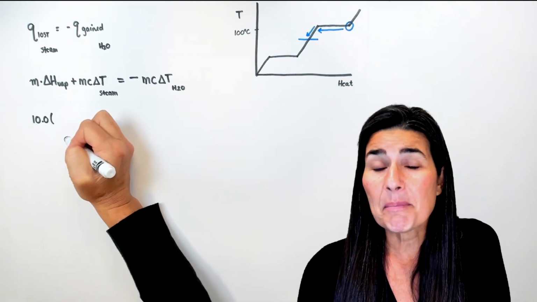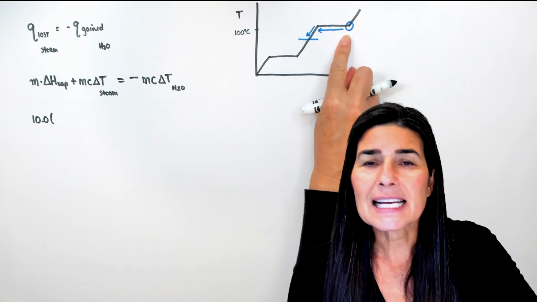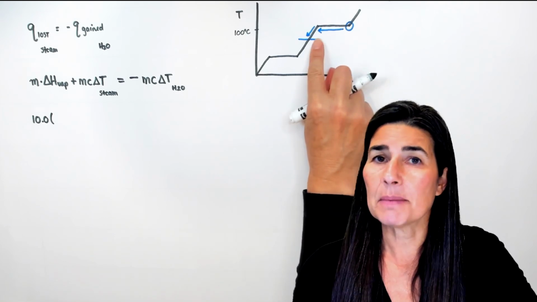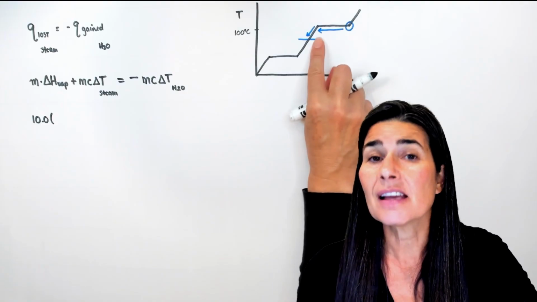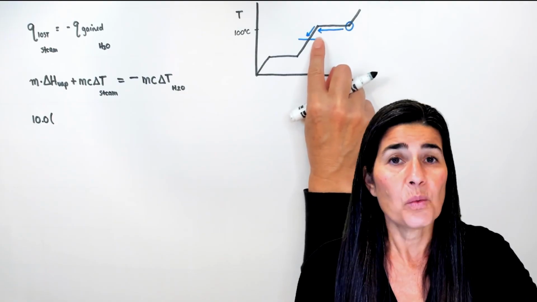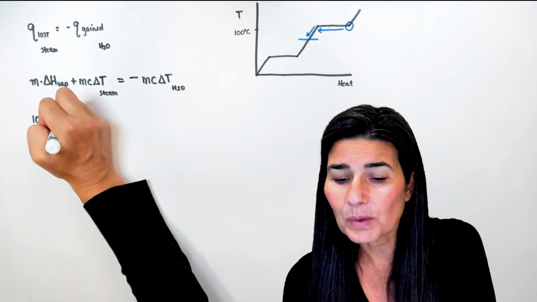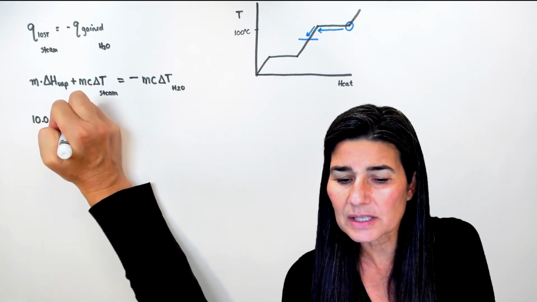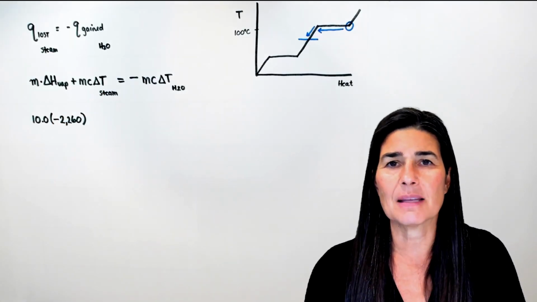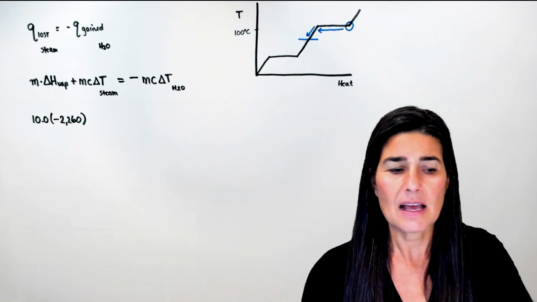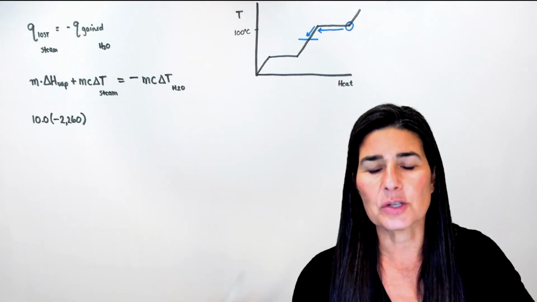But this is going to be the biggest mistake students make. Since we are condensing, not vaporizing, and vaporizing is an endothermic process that requires energy, condensation releases energy. We don't want to use a positive 2,260. Instead, we need to use a negative 2,260 joules for every gram. That's the biggest mistake, releasing heat. Positive in this direction on the x-axis, negative in the other direction.